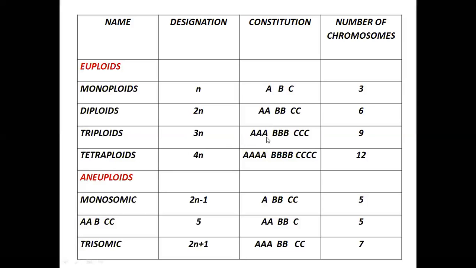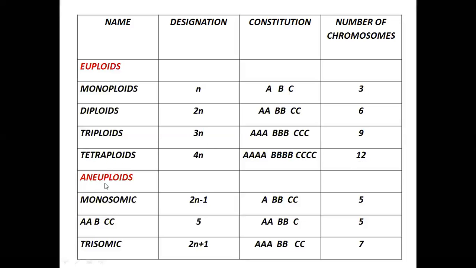Coming to triploids, triploids have three chromosomes, actually one extra set of chromosomes, and therefore here you can see there are 3As, 3Bs and 3Cs, and the total number of chromosomes is 9. Tetraploids will be 4N, 4 of each, therefore 4 capital As, 4 capital Bs and 4 capital Cs. This is exactly double the diploids. That means it has two sets of diploid chromosomes. So the total number of chromosomes would be 12.